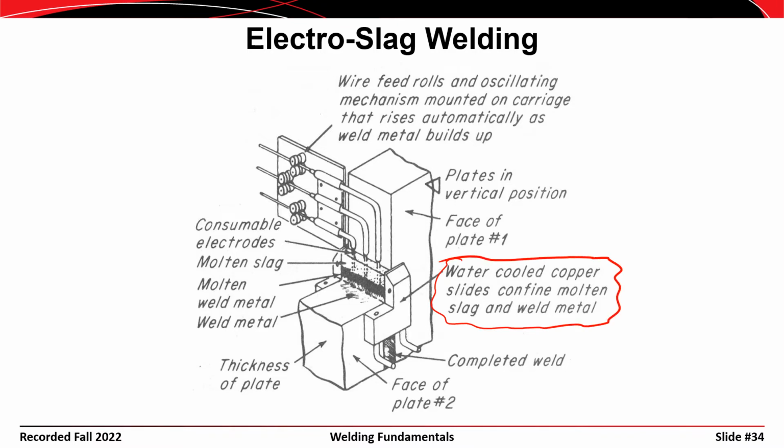jacket, they call it. It's copper, and it has cold water flowing through there, and it basically forms a dam on the edge. And you can see there's one on the front side here and another one on the back side here. And you basically deposit this weld from the bottom to the top using these water-cooled jackets on the front and the back to keep the molten weld metal from spilling out of the opening.